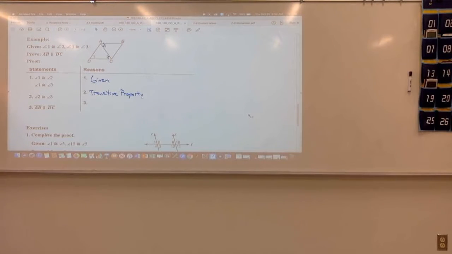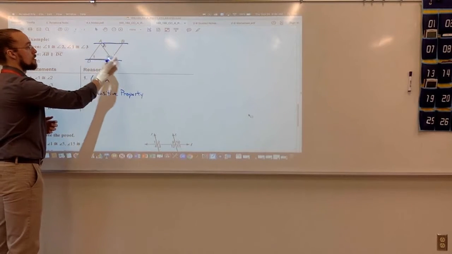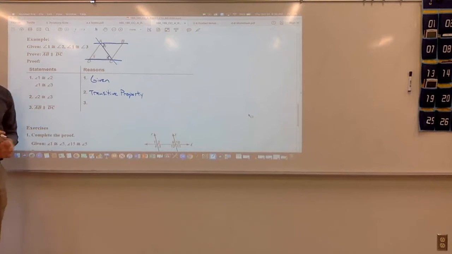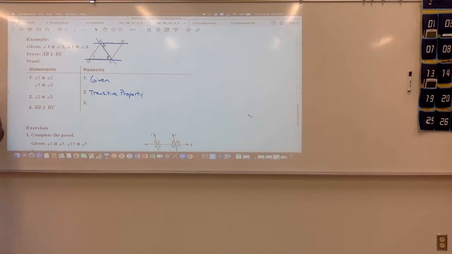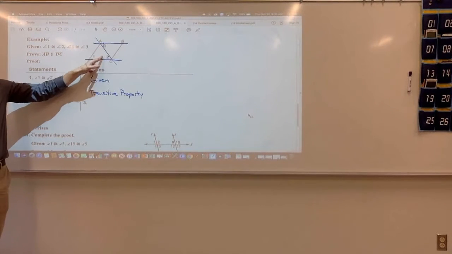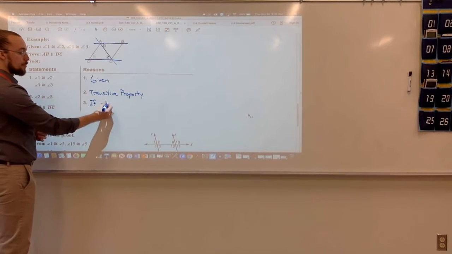Will they be corresponding, alternate interior, alternate exterior, consecutive interior? They're going to be alternate interior. Okay? And it might help to visualize if we kind of extend these lines out. So I'm talking about angles 2 and 3. I'm saying we know angles 2 and 3 are congruent. Therefore, we can claim these lines are parallel because if alternate interior angles are congruent, then lines are parallel.